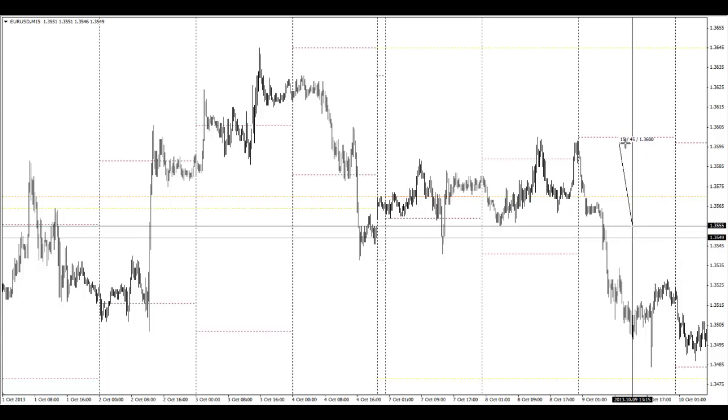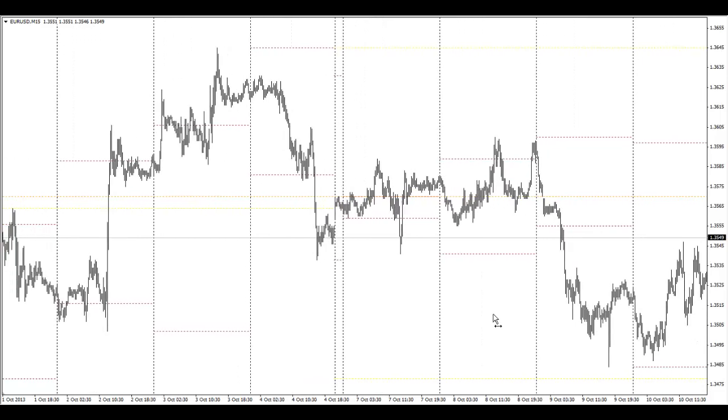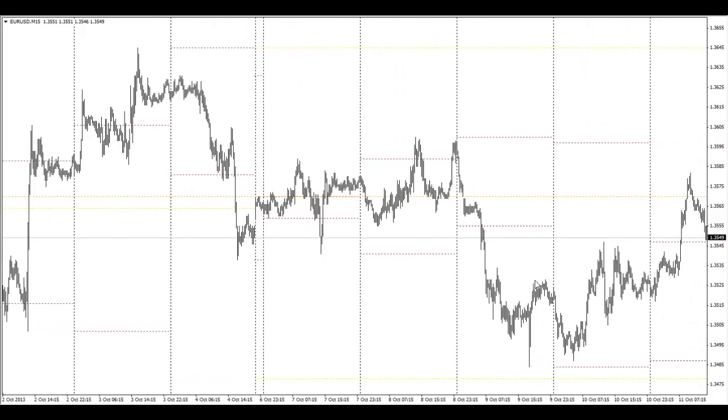So we have 45. So the daily pip ranges have really consolidated into a smaller, tighter daily range. So we're much, much smaller than we were on this previous week. Market comes down, finds some support.